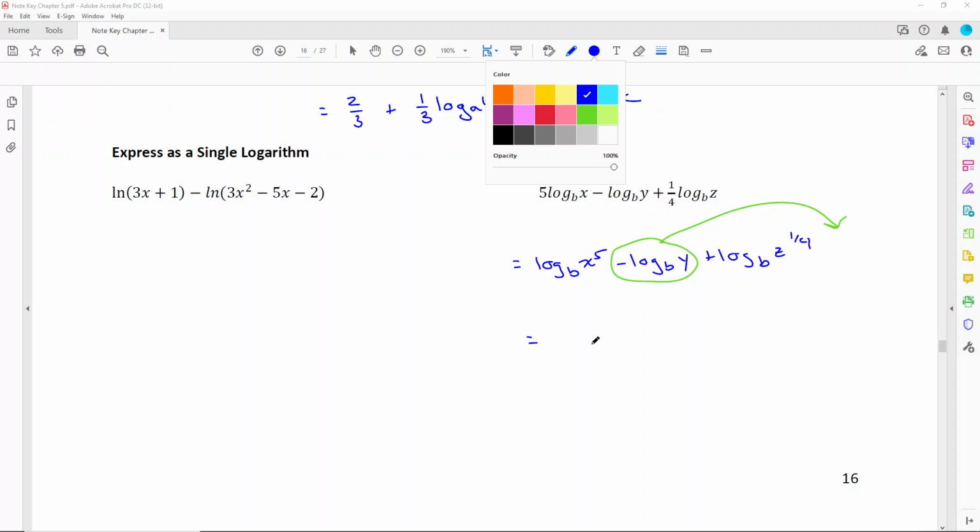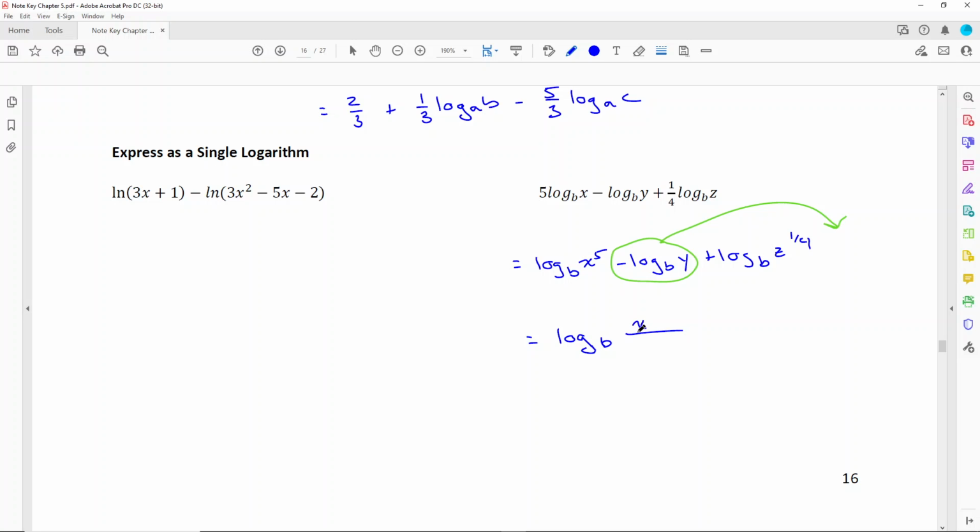Or you can just think of anything subtracting as division. It goes on the bottom. So let's start by writing our single logarithm. So log base b of what? Well, anything adding is going to be multiplying, so it's going to go on the top. Anything subtracting is going to be dividing, and it's going to go on the bottom.